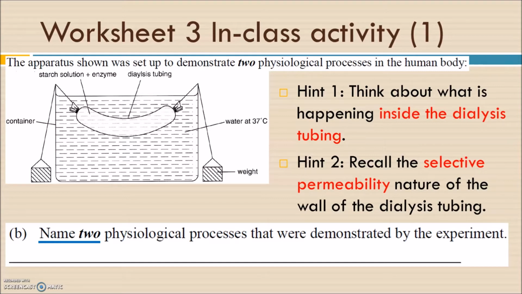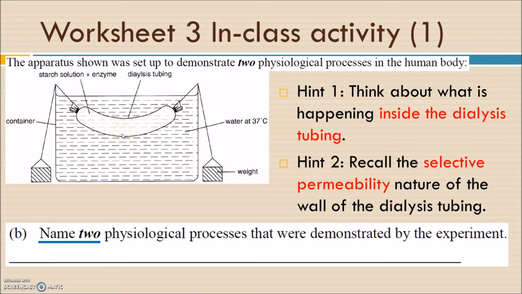And the second process is what we call the selective permeability nature of the wall of the digestive tubing. That means if something is still too big, too large, it will not be able to go outside of the digestive tubing, so it will be kept inside. So there must be something small and simple, and then they can pass through this selectively permeable wall of the digestive tubing.